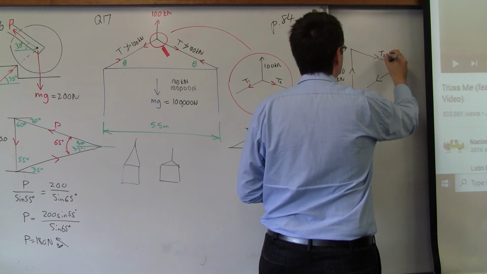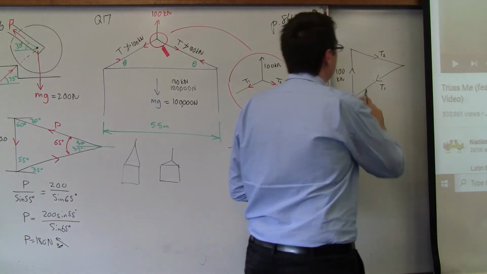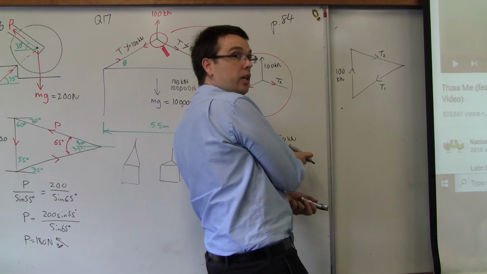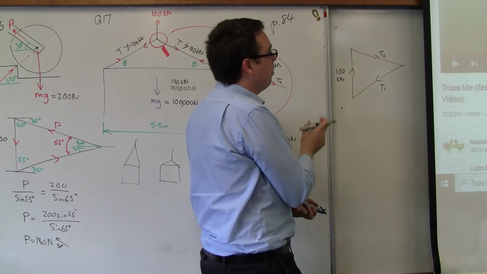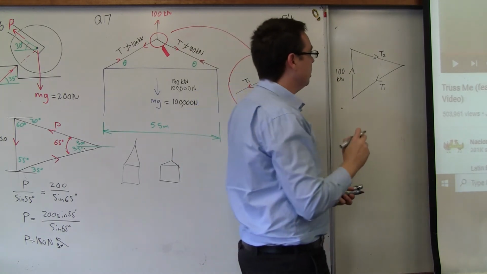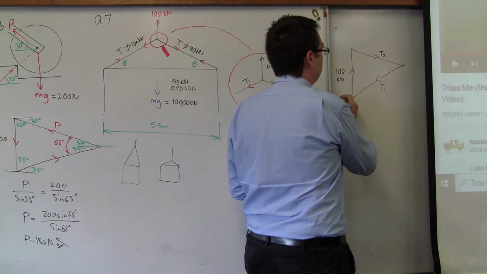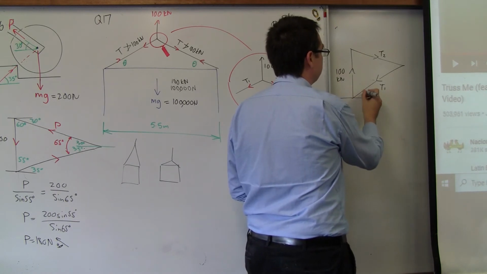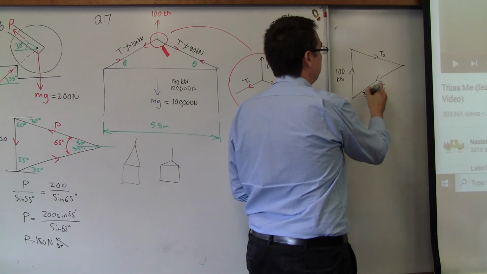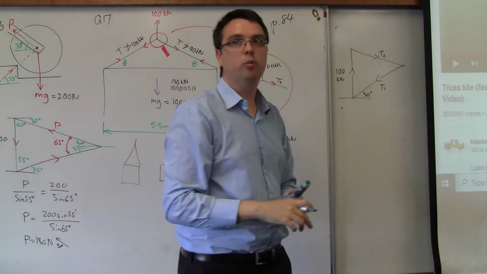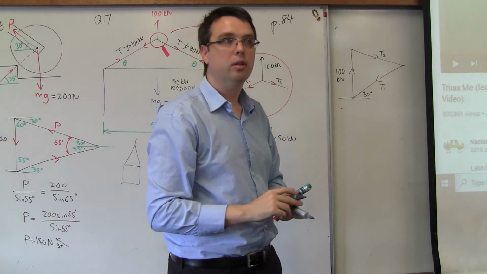So this is T2 and this is T1. Now we could break that over here and we can get our shape like this. But if I told you this was 30 degrees, what would the interior angle be? 60. Okay, 60.